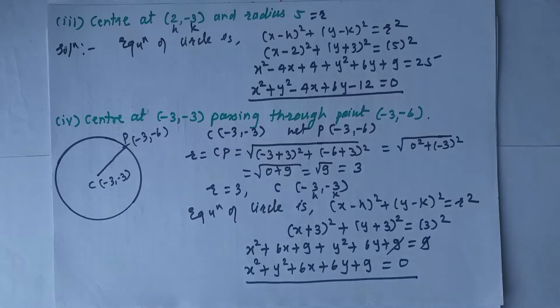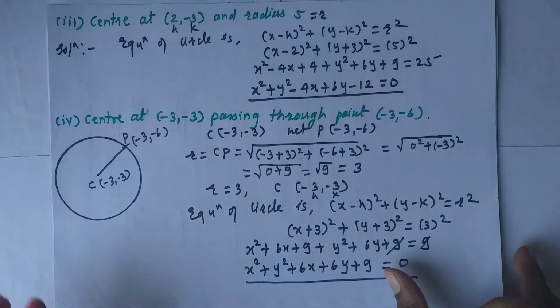Okay. In this way it is very simple. You only remember that if circle is passing through origin, we have to use the standard form, and if center and radius is given, you have to use the center radius formula to find the equation of circle. Okay. Let's see the next question.